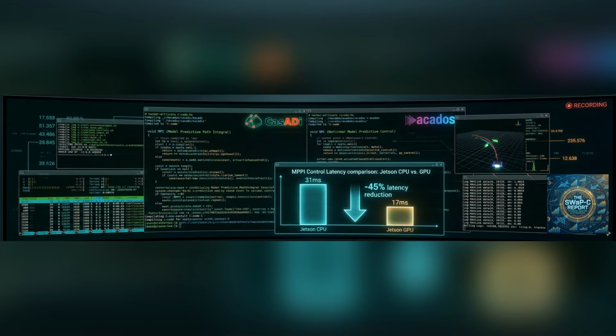For massively parallel sampling-based algorithms like MPPI, leveraging the Jetson's GPU acceleration drops the computation time from a sluggish 31 milliseconds on the CPU down to a real-time viable 17.63 milliseconds on the GPU. We even explicitly model the unavoidable 8.2 millisecond MAVLink communication latency directly into the NMPC prediction loop, so the controller can mathematically preempt its own hardware delay.